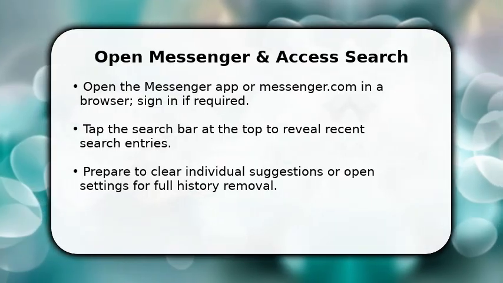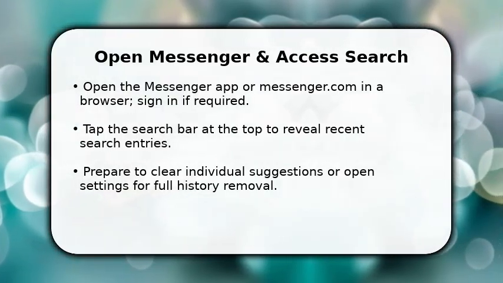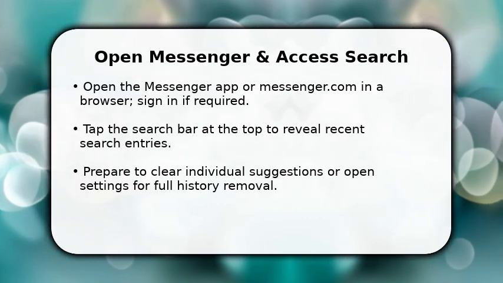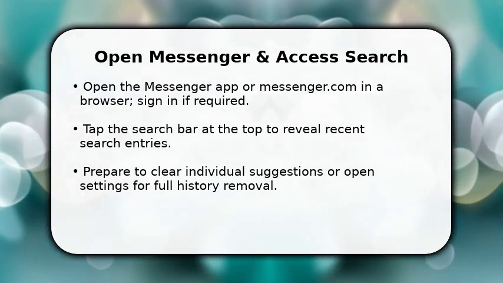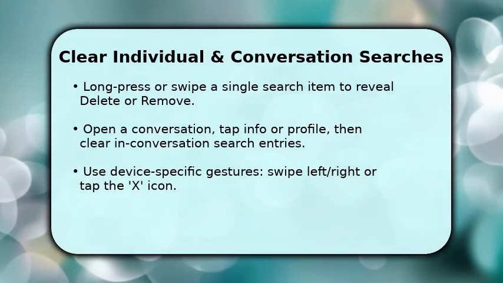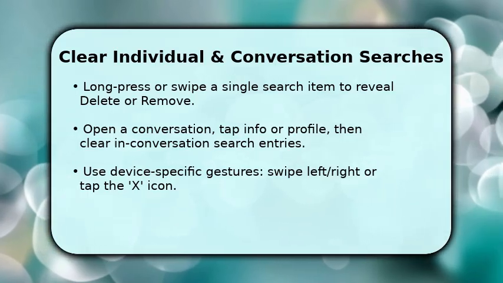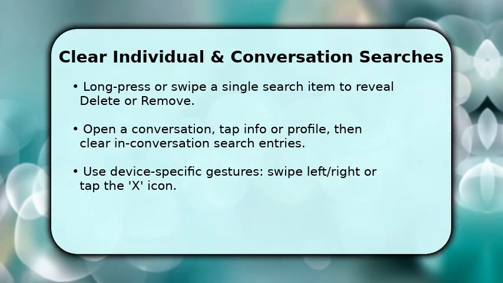If you want a wider cleanup, look for the settings or privacy options next. They let you remove more than isolated entries and explain what each delete action does. Now focus on removing specific items. Long press or swipe a search suggestion and confirm delete. This removes that suggestion from the list.